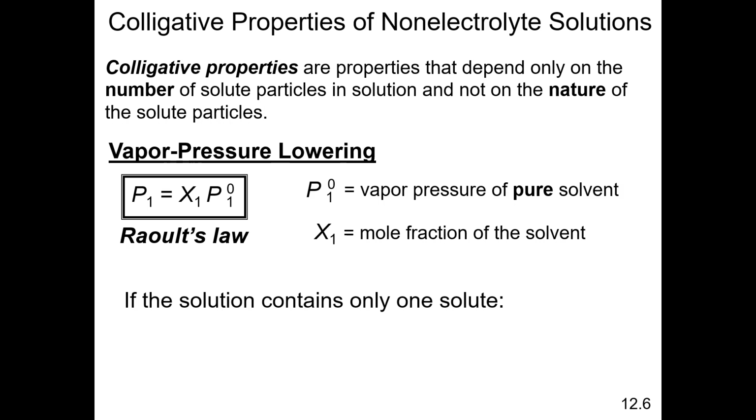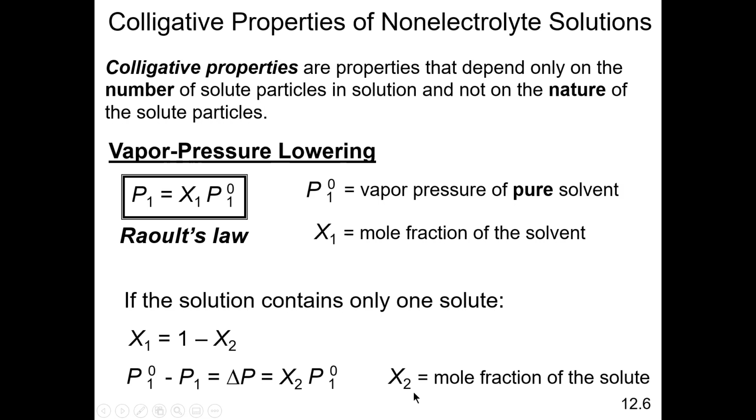Now, if the solution contains only one solute, then we know that the relationship between the mole fraction of the solute to the mole fraction of the solvent is given here. And therefore, if we find the differential between the vapor pressure of the pure solvent and the vapor pressure of the solution, which would be represented by delta P, then that would be equal to X2, the mole fraction of the solute, times the vapor pressure of the pure solvent. All right. So that's one relation we can derive based on what we have just learned right here.